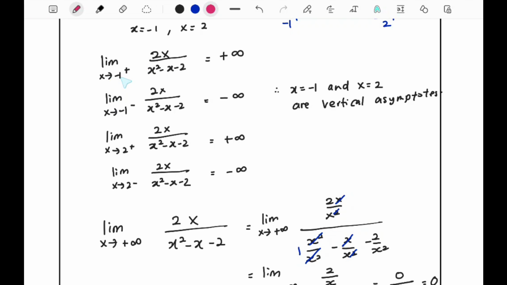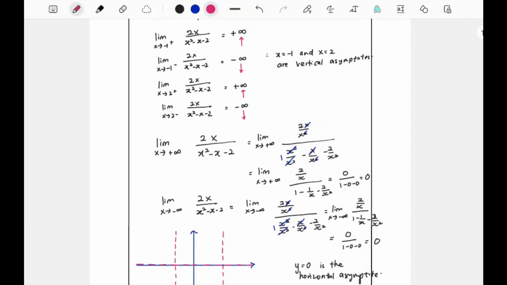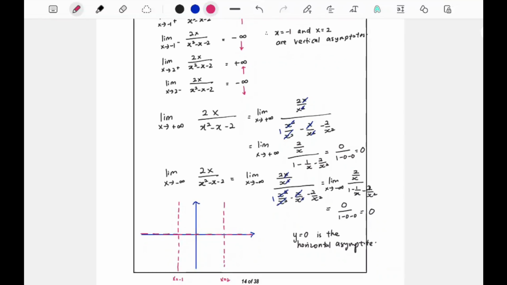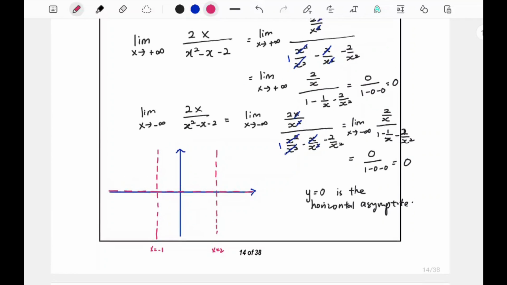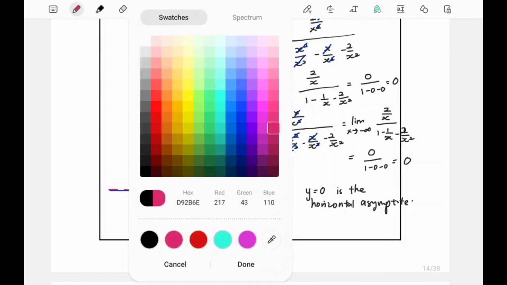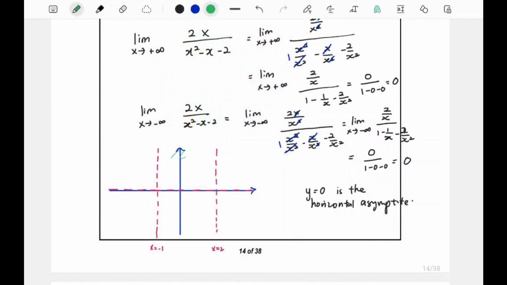As x approaches -1 from the right, it's going to go to positive infinity. Positive infinity means it's going to go up. Negative infinity, go down. Positive infinity, go up. Negative infinity, go down. So -1 from the right, it's going to go up. Okay, I'm going to change the color to green. -1 from the right, up.